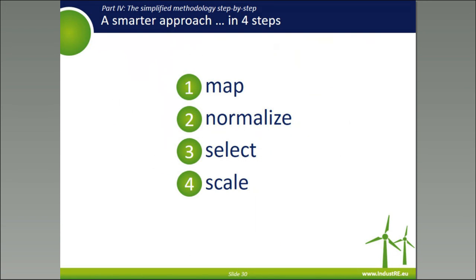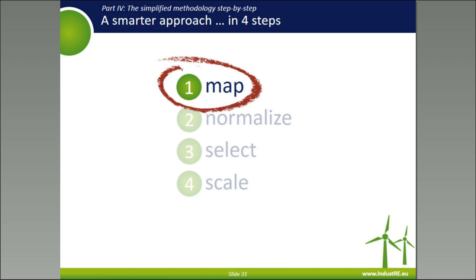We are going to do 4 things. We are trying to do a mapping exercise. We are going to normalize, select, and scale. It sounds maybe a bit abstract at this moment in time, but I'll guide you through these 4 steps. Let's start with the mapping bit.